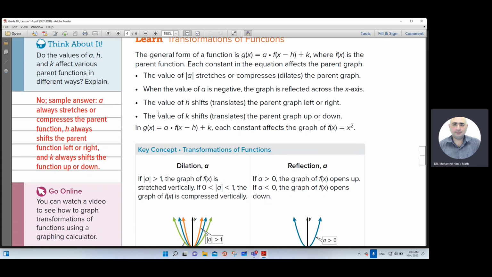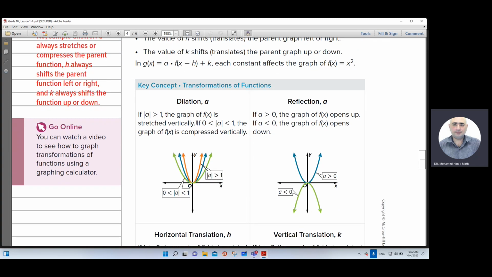And if the value of a is negative, the graph is reflected across the x-axis, and the value of h shifts, meaning translates, the parent graph left or right. And when you have k, it means up and down. This is the summary of the previous ideas.